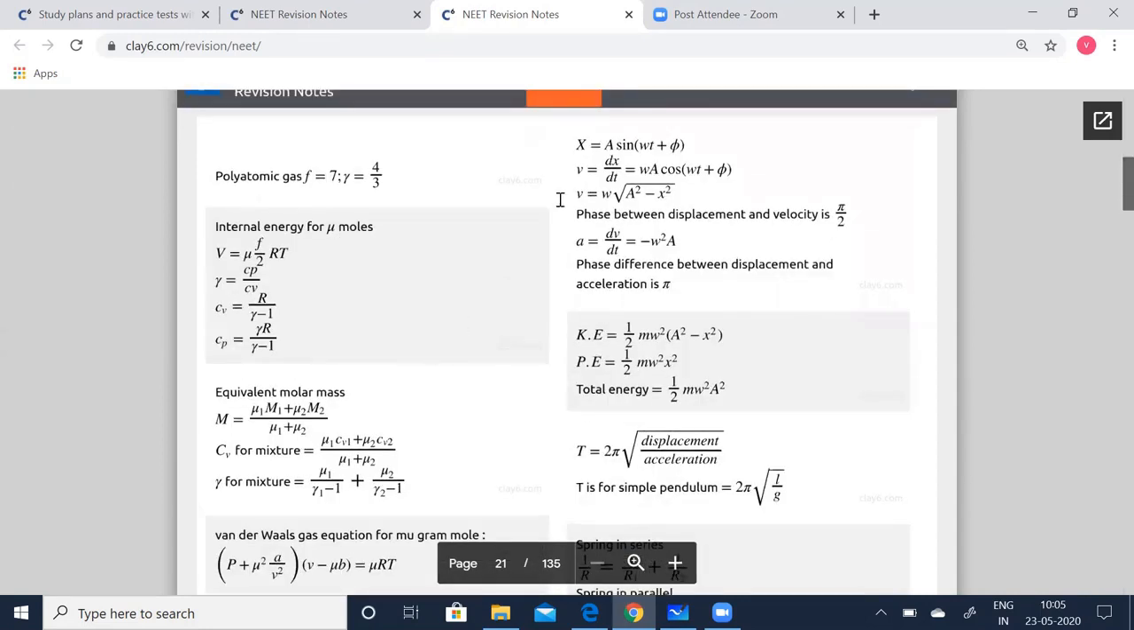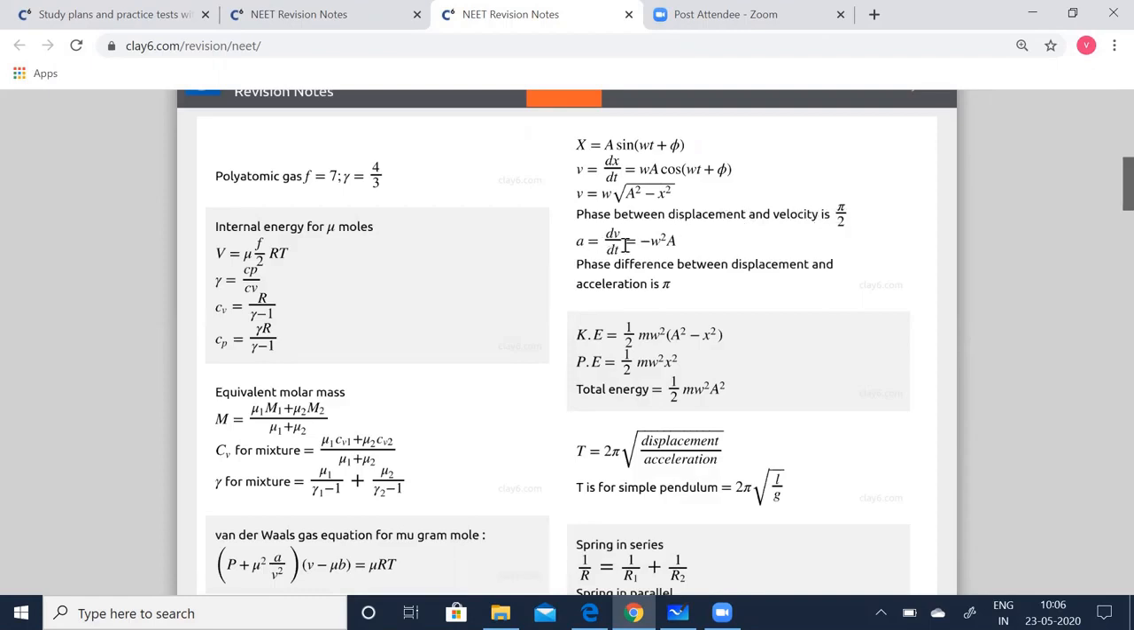Now we saw the displacement, x is equal to A sin(omega t plus phi). Now you know velocity is nothing but the rate of change of displacement. So v is equal to dx by dt, which is equal to omega A cos(omega t plus phi) when you differentiate this, or v is equal to omega times root of A squared minus x squared. The phase angle between displacement and velocity is pi by 2, since sine and cos differ by a phase of pi by 2.